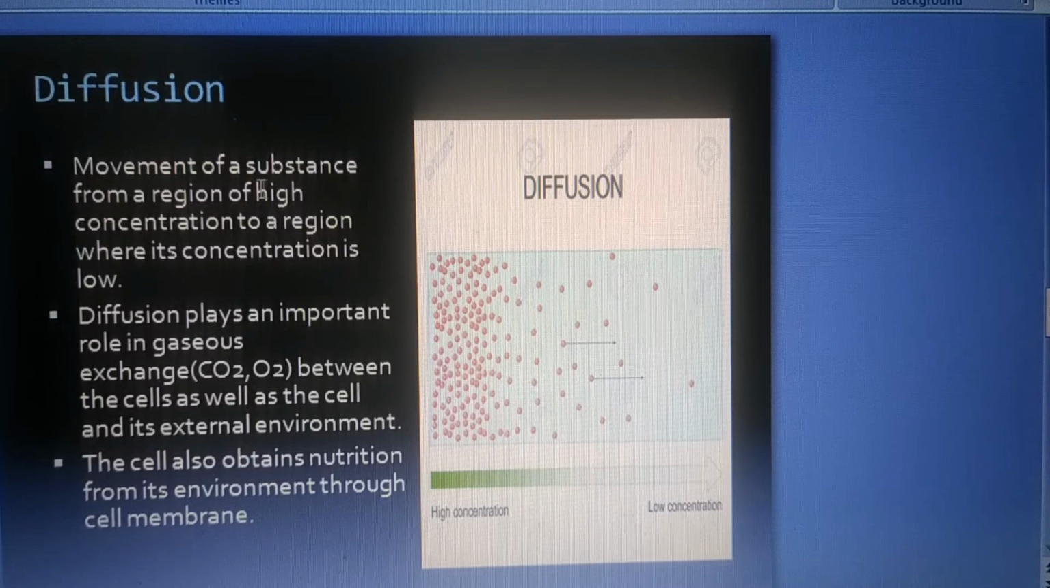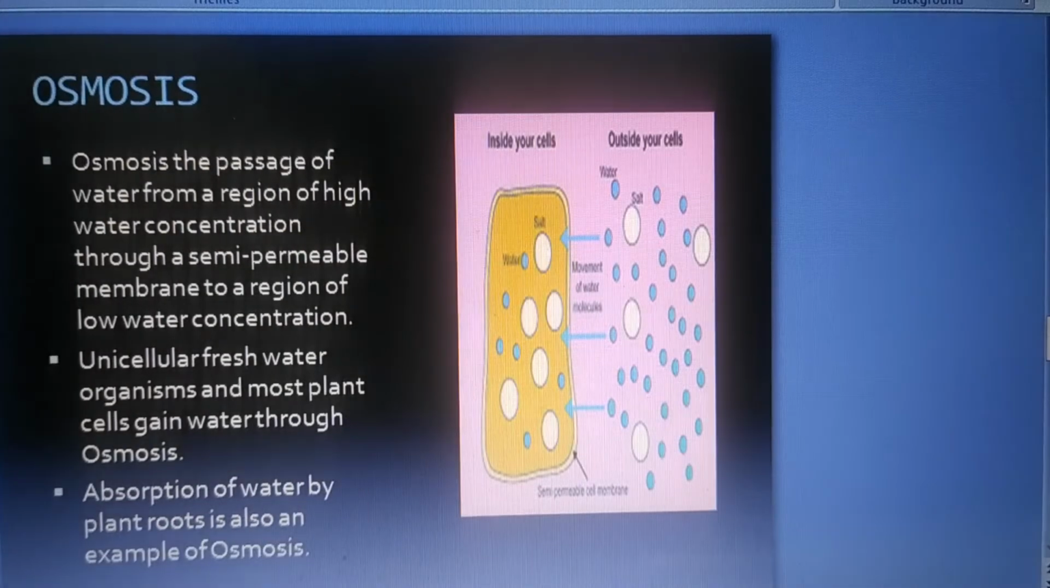It means movement of a substance from a region of high concentration to a region where its concentration is low. This is called diffusion. The cell also obtains nutrition from its environment through the cell membrane by this process, like glucose molecules: outside the cell they are more than inside the cell, so the movement of these molecules will happen by this process. So this process we call diffusion. Still there is another process which is called osmosis.